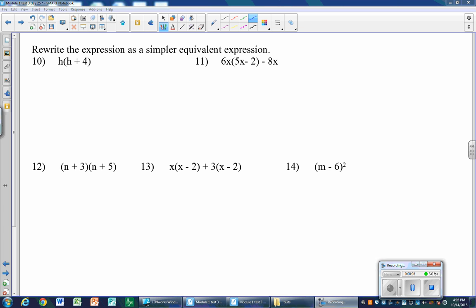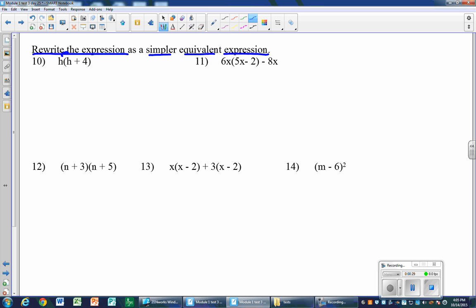Every single person that got any of these questions wrong got it wrong and did not show work. When we're distributing here, it doesn't say distribute, it says rewrite the expression simpler. That's the same thing without an equal sign or a less than sign. All of you did not show any work.